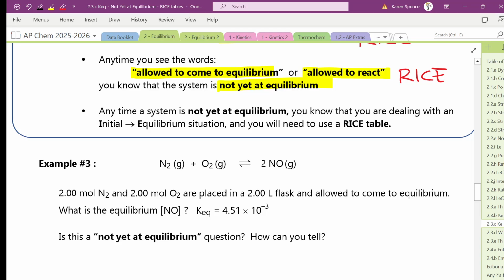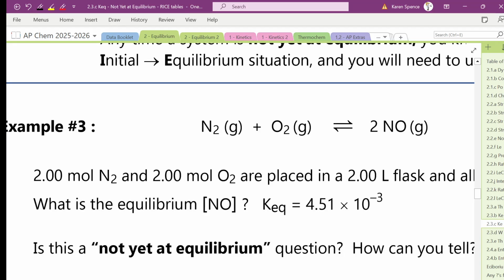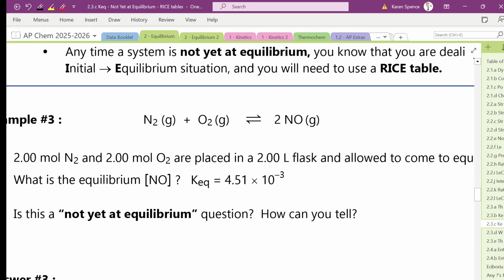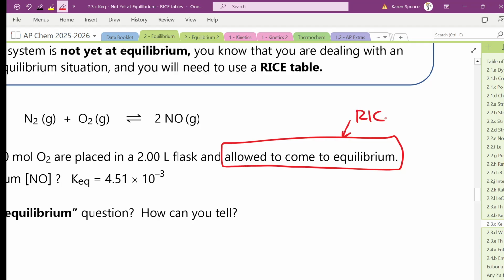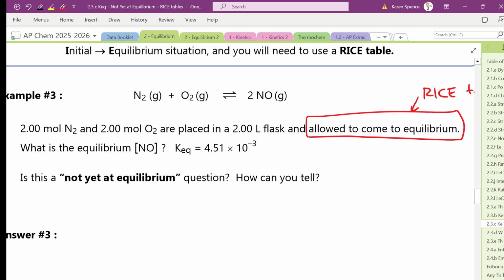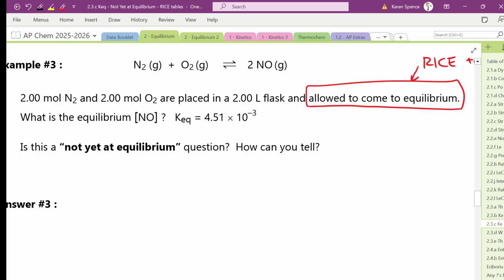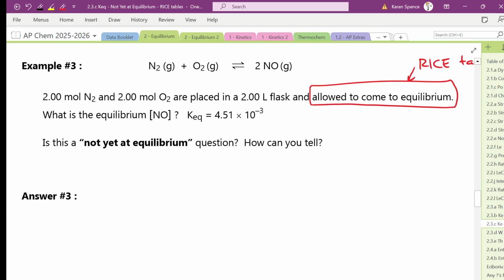Okay. Yep, I was right. We place 2 moles of N2 and 2 moles of O2 into a 2-liter flask. And this is allowed to come to equilibrium. Oh my gosh, look, allowed to come to equilibrium. What will we be using? Rice table. Okay. What is the equilibrium concentration of NO? All right. Do you know where to start? You're going to start drawing a Rice table, absolutely.